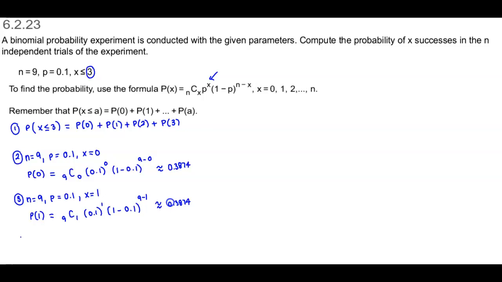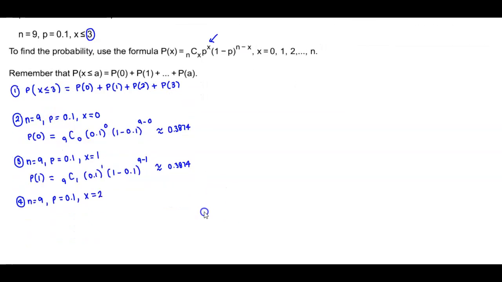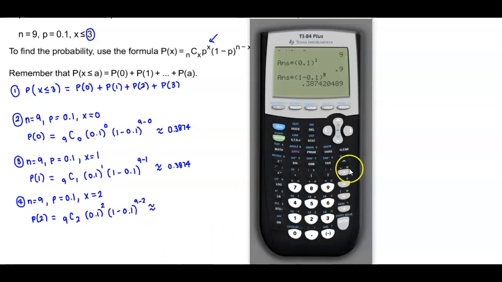So we have 0.3874. Okay, now we're going to say that n is equal to 9. The probability, again, is 0.1. And now x is going to equal 2. So we have the probability of 2, which is equal to 9 combination 2 times 0.1 to the second power times 1 minus 0.1 to the 9 minus 2. So let's go ahead and do that. We have 9, math, go to probability, go down to number 3, hit enter, and then put in the number 2, and then enter, and that's 36.